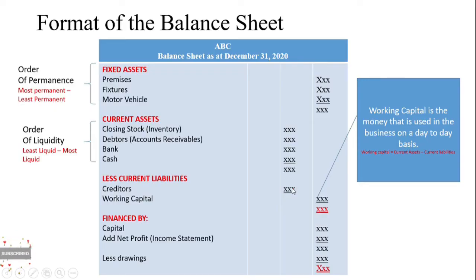You may have a loan. So if you have a loan, then you would need to put the creditors and the loan in this first column and do the addition and put the final figure here. So you subtract your current liabilities from your current assets and you get this figure right here that is called working capital. So then what is working capital?